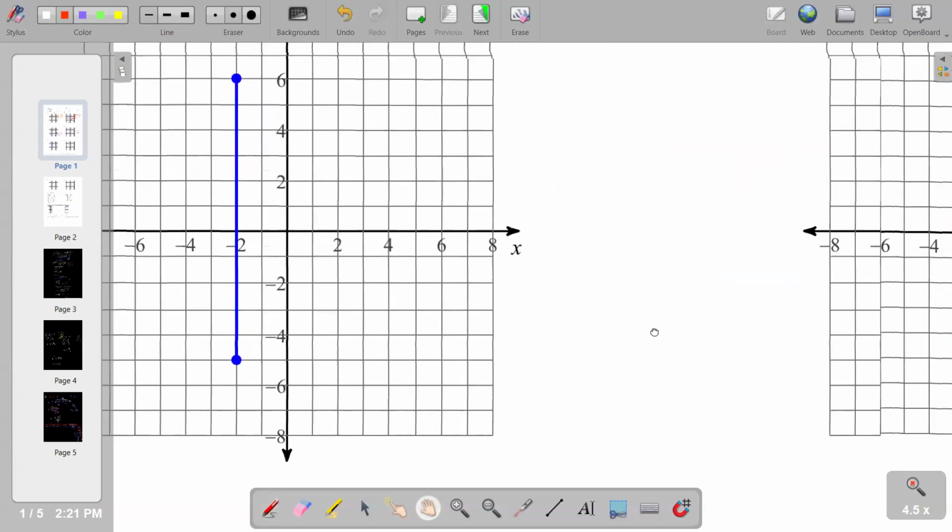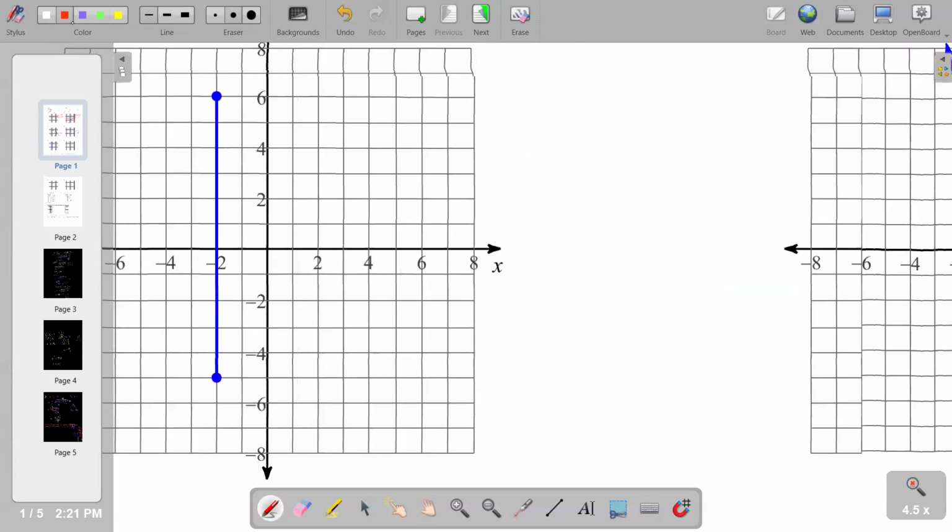Number 5. Is that a function? Yeah, this is quite literally as not a function as something can be. You can't fail the vertical line test any worse than a vertical line does. So no, it's not a function. What's the domain?